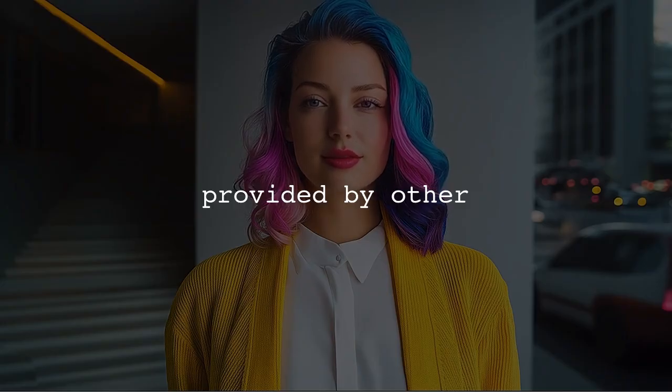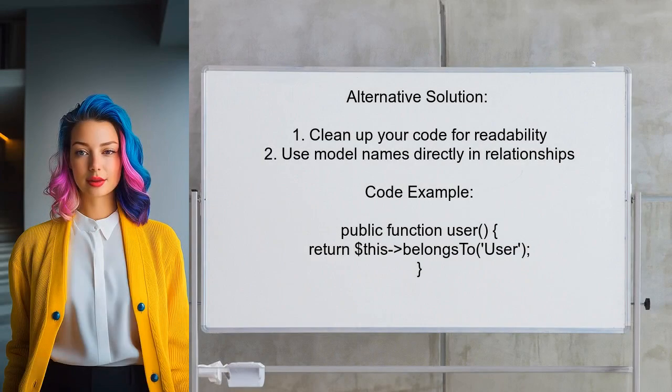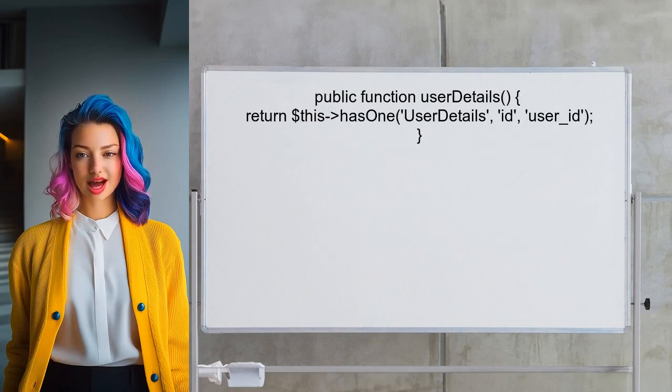Now let's look at the answers provided by other users. An alternative solution provided by another user suggests cleaning up your code for better readability. They recommend using the model names directly in your relationship methods. This makes your code easier to understand and maintain.